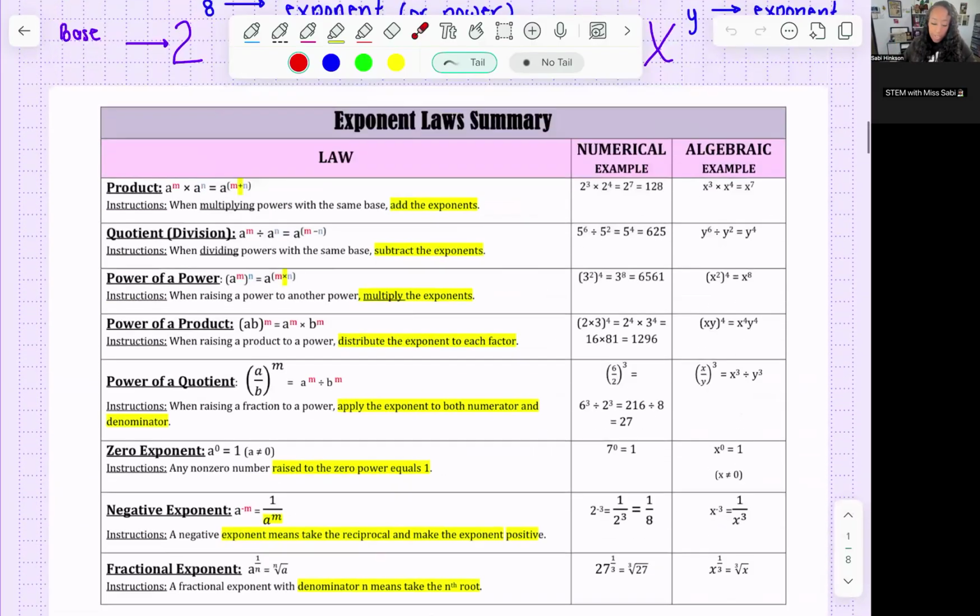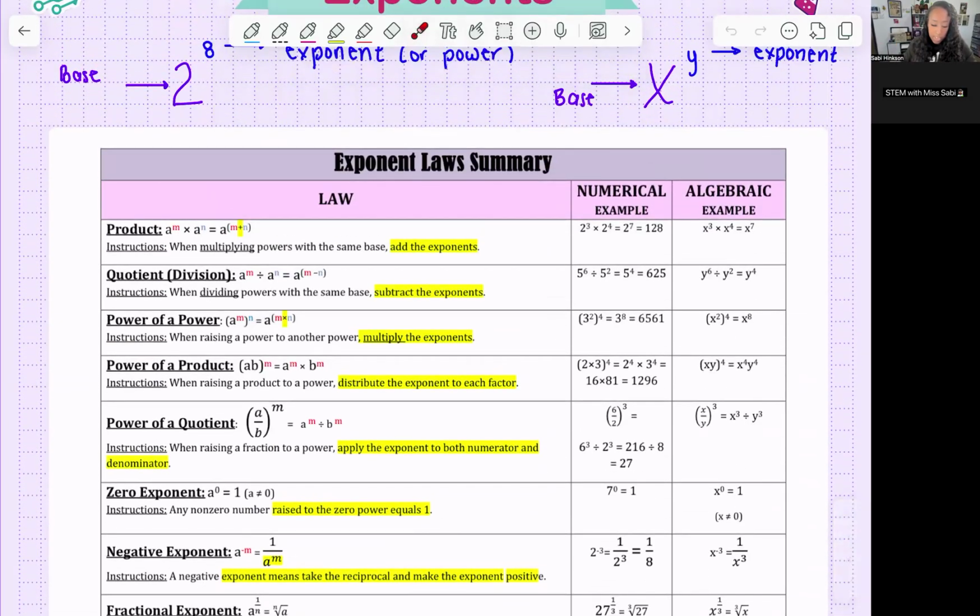So let's go back up over here. The product rule says that if you have the same bases, you add their exponents. The quotient rule says if you have the same bases, you subtract their exponents. It's important to note that you cannot do this addition and subtraction of exponents if you do not have the same base. If these things are different, you can't apply the quotient and product rule in that way of adding and subtracting exponents.